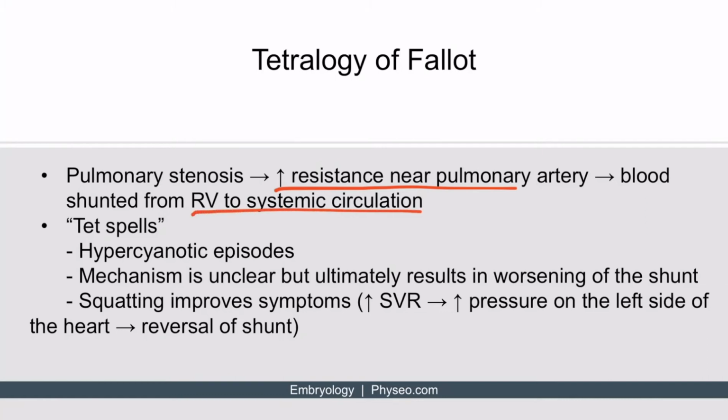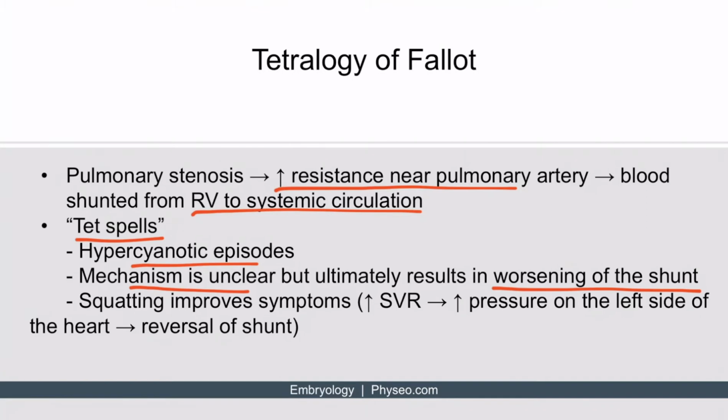A common association with tetralogy of Fallot are TET spells. These are hypercyanotic episodes that occur in patients with tetralogy of Fallot, and they commonly occur when the infant is agitated, upset, or in pain. The mechanism is unclear, but there are several proposed mechanisms of how this can happen, including peripheral vasodilation, hyperventilation, and increased contractility of the right ventricle. However, the important thing to remember is that all of the proposed mechanisms result in worsening of the shunt.